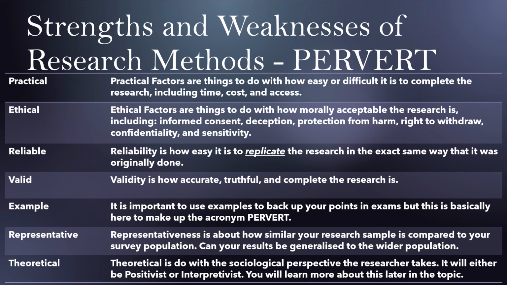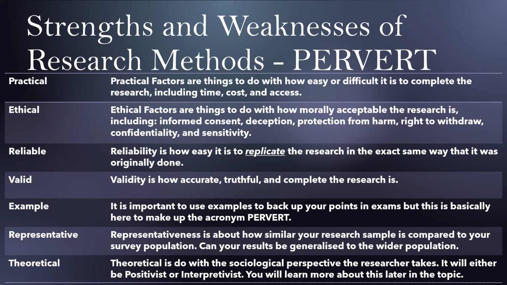The second E is there to remind you that when you're writing a research methods essay, it's good to use examples. So when we go through each of the methods, I'll give you an example of research that was done using that method to support one of the other points. So I'll give you an example of how they did it in a practical way, or how they did it and it was unethical, etc. And you need to use those to back up and support the point that you're making in your essay. And it also helps to spell the word pervert, which is a memorable acronym.